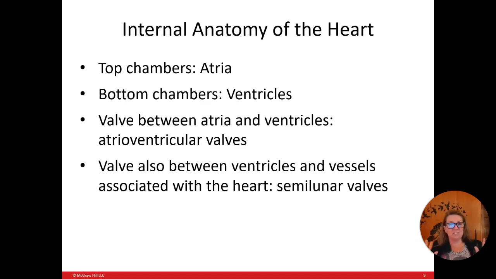Now we have some valves. Again, a mechanism to prevent the backflow of blood. So we have the atrioventricular valves, which are between the atrium and a ventricle. And then we also have a valve that goes from the ventricle, or the lower chamber, into the vessel associated with that chamber. Those are called semilunar valves.